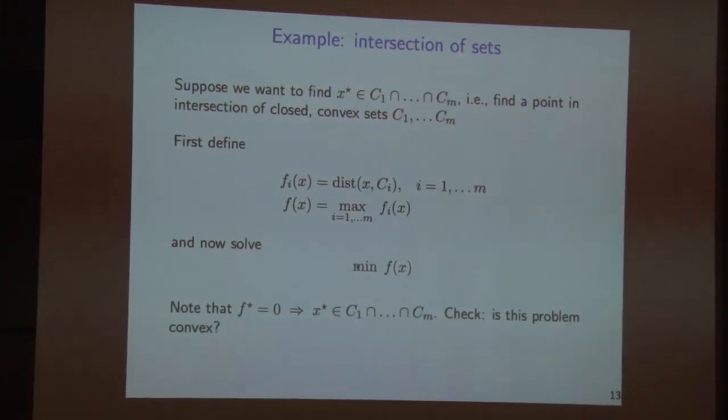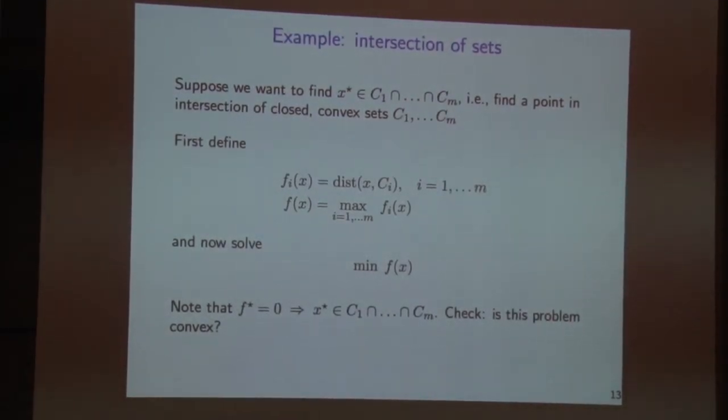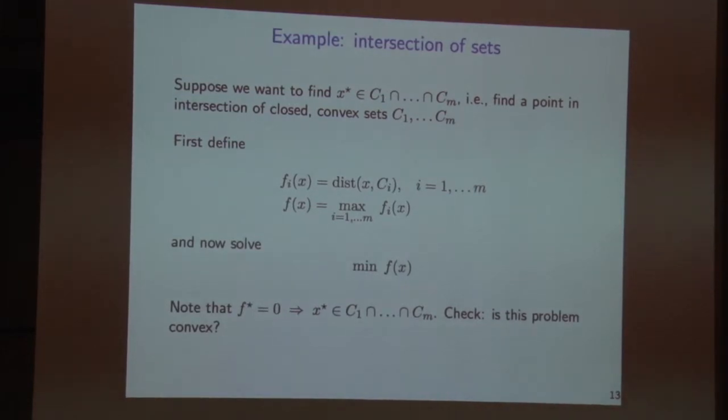And now we're going to solve the problem: minimize over all x, f of x. If C1 through Cm have a non-empty intersection, which we're assuming, then we know that the optimal criterion value here should be 0. Because there should be some x that makes this maximum 0, which means that the distance between x and every set is 0, which means that x lies in every set. So it lies in their intersection. So this is a case in which, if we know that the sets have non-empty intersection, then we know the optimal criterion value. It should be 0.